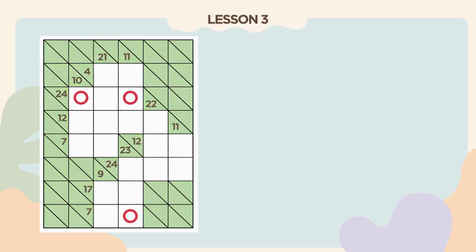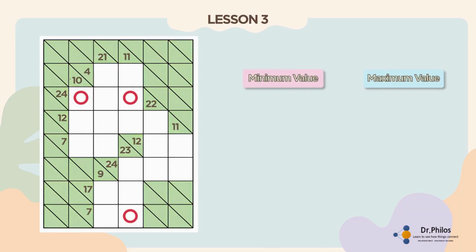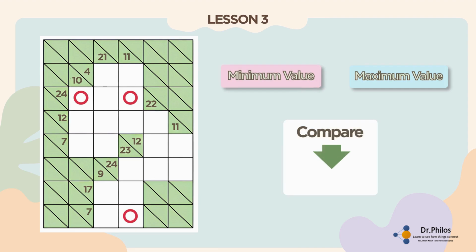Was there anything memorable about what we learned today? It was amazing that from one side it's the maximum value, but from the other side it's the minimum value. And it was fun that we could figure out the box by comparing the ranges from two directions.